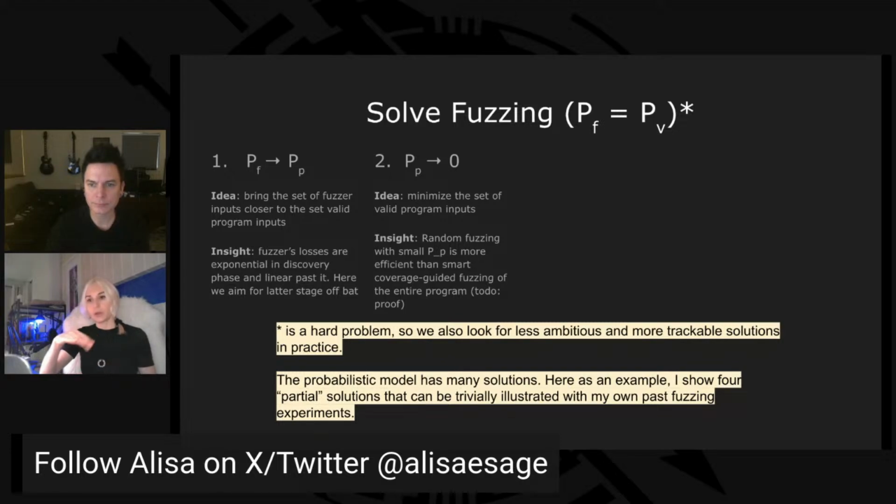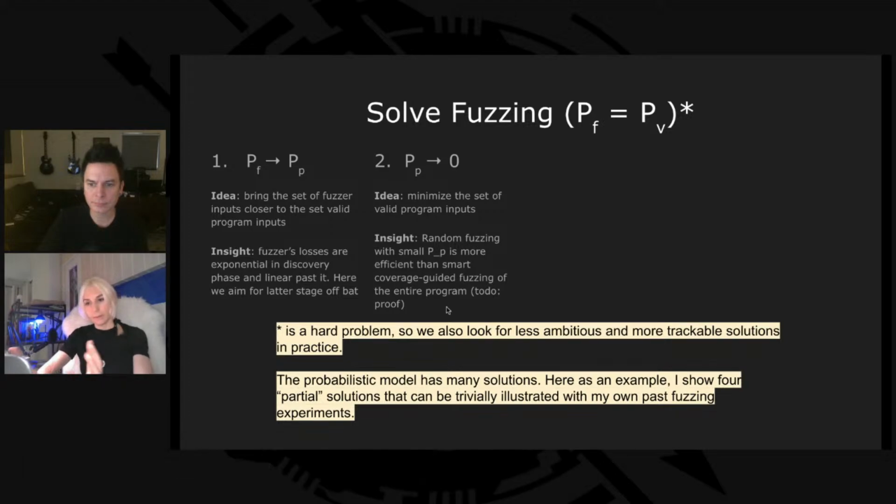The smaller, the better. It means that if we're able to carve out a specific portion of a program, for instance, we will have a much smaller probability distribution on it rather than fuzzing the whole program. And the basic insight here with this particular approach is that even random fuzzing with a small probability distribution of the program is more efficient than smart coverage-guided fuzzing of the entire program. I think this can be proved mathematically. I didn't attempt it here, but in practice it holds.